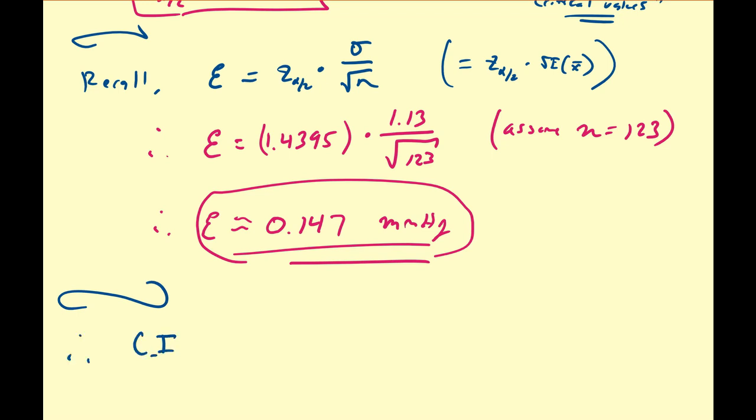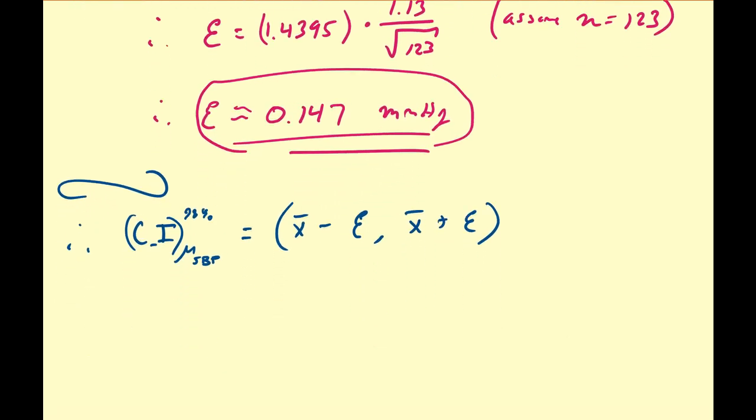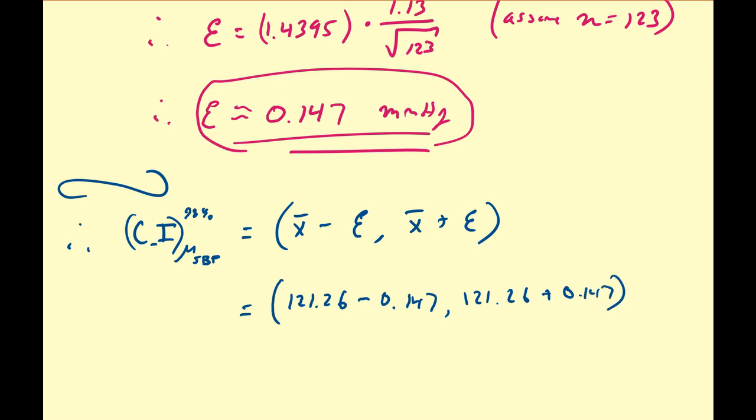So the 85% confidence interval for the systolic blood pressure, SBP, is going to be equal to the sample mean minus the margin of error, comma, the sample mean plus the margin of error. So this is going to be my 85% confidence interval for mu SBP. So that's going to be equal to the sample mean, which was given to be 121.26 minus 0.147, comma 121.26 plus 0.147, and this is going to be in millimeters of mercury.